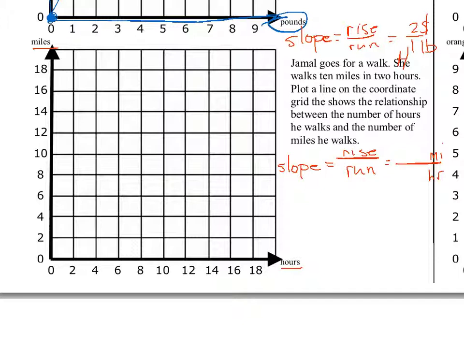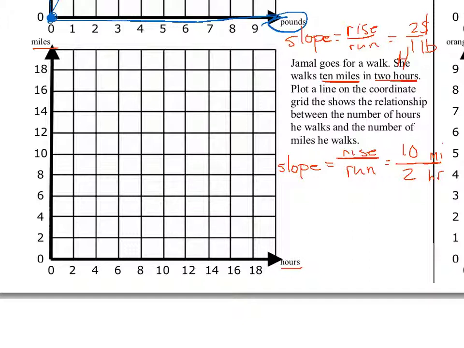Because it's very possible they could have said, in 2 hours, he walks 10 miles. In which case, if you had written 2 over 10, that wouldn't have made any sense, because you would have had 10 hours and 2 miles, as opposed to what we're really supposed to have according to our coordinate grid, which is 10 miles, 2 hours. So that tells us that we need to graph 10 miles over 2 hours. That's our slope.